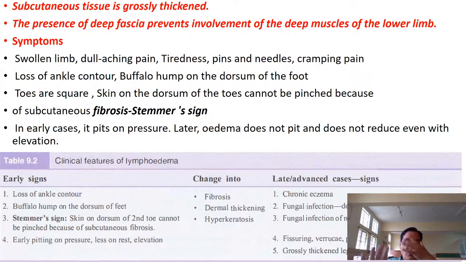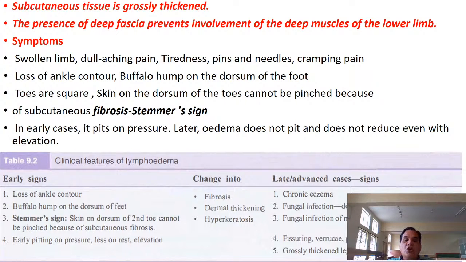Now we are talking about viva. You must understand what you are supposed to tell and even what you are supposed to write in examination. Just go through this carefully. The presence of deep fascia prevents involvement of deep muscles of the lower limb. This is very important. It never extends beyond the fascia.